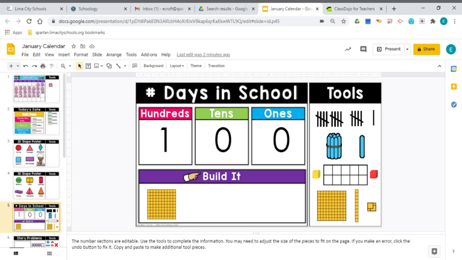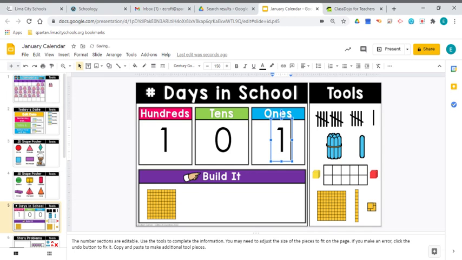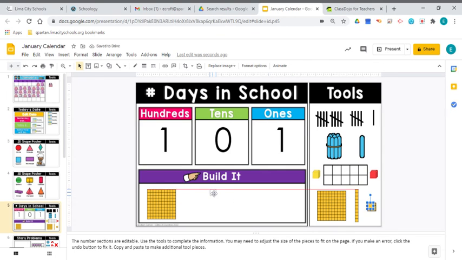All right, yesterday we had a really cool day. We had our 100th day of school. So now, what do we have? Well, we're not adding a 100 today. We're not adding a 10 today. We're adding a 1 today. So instead of 0 ones, we're going to have 1 1. And let's go ahead and add that 1 1 right there. So now we have 1 100, 0 tens, and 1 1. So we have 101. So today is 101, the 101st day of school.